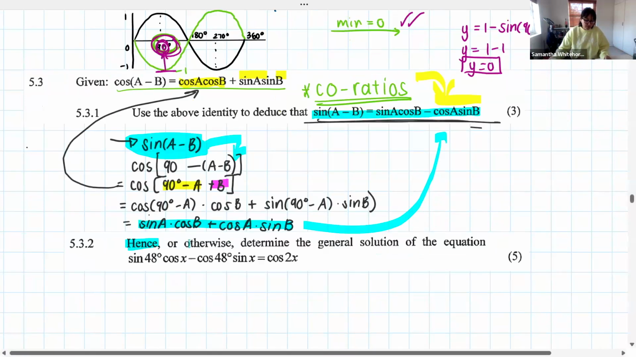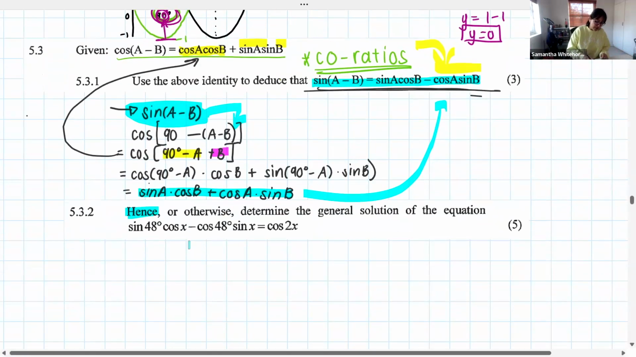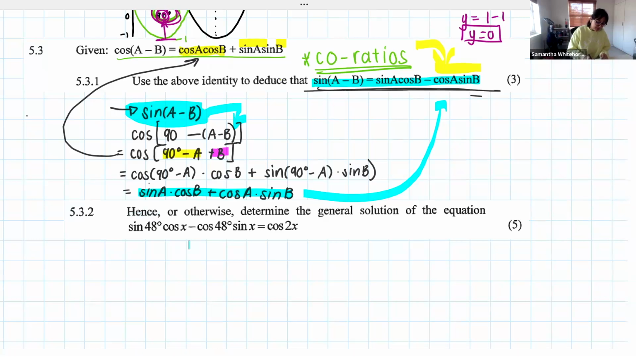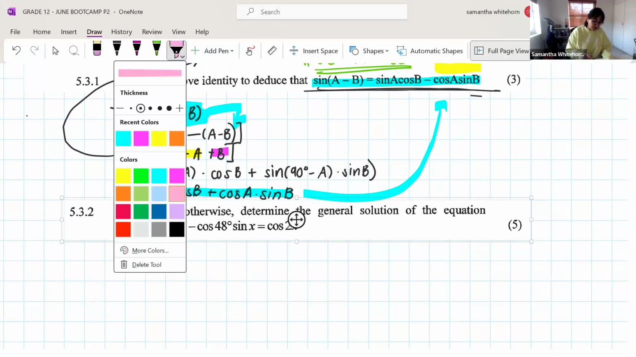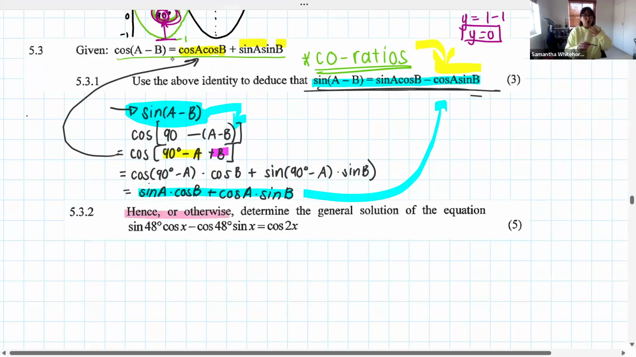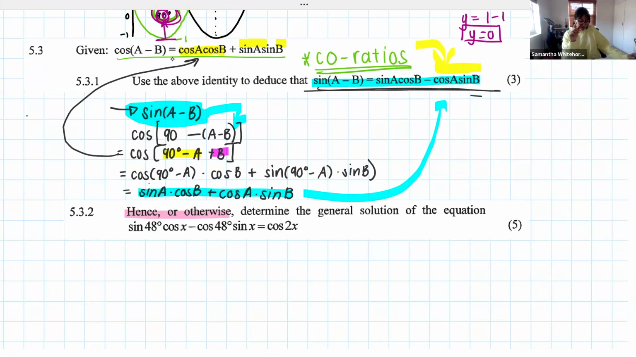Right, so anytime you are given, such as in the next question, hence or otherwise determine, it's telling you to use what you've just worked out. It's telling you that what you have just done is going to be useful for you. So look back at what you have. Determine the general solution of the equation sine 48 cos x minus cos 48 sine x equals cos 2x. So we're solving an equation here.